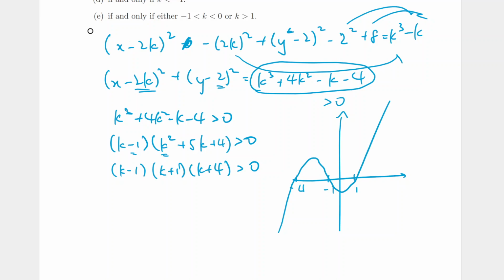Okay, so when is this greater than 0? You know that greater than 0 means that it's above the x-axis, because the y value is greater than 0. So therefore your k must be, just by reading the graph, between negative 4 and negative 1, and k can also be greater than 1. And then you'll be done. Okay, let's check the options. Which one would it be? And it would be B. There we go.